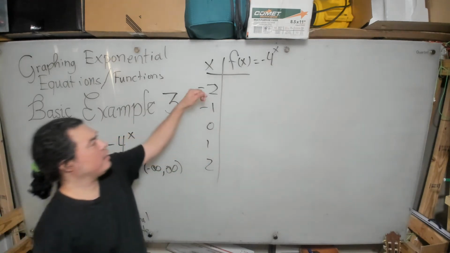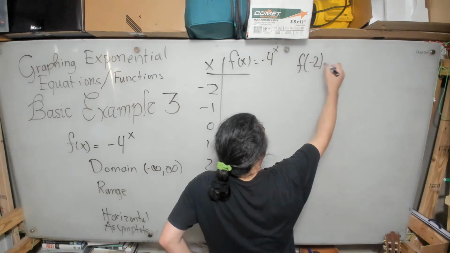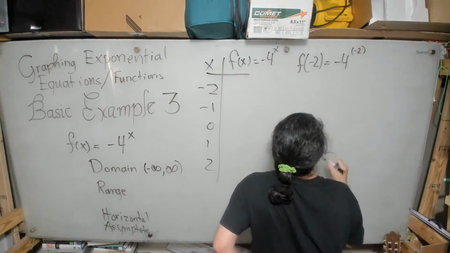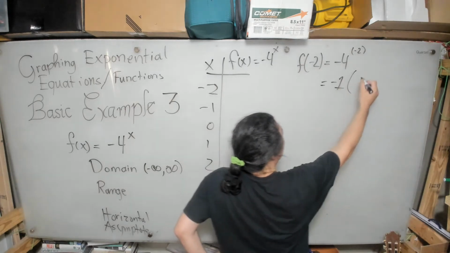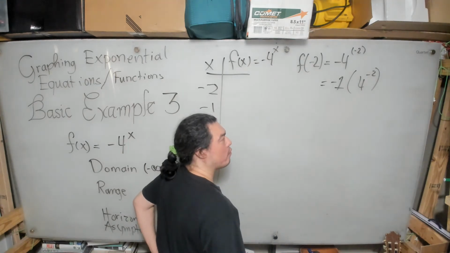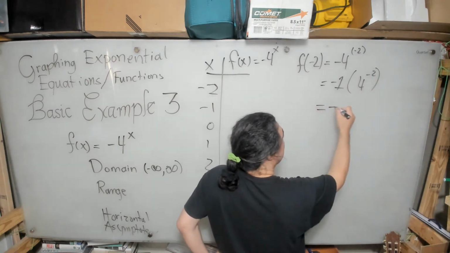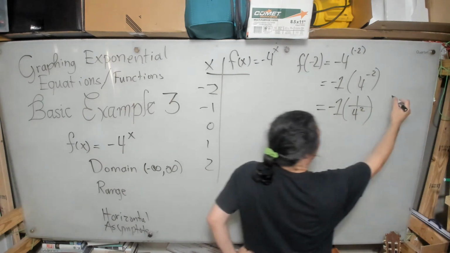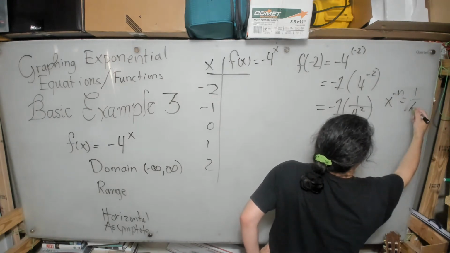So let's look at -2 first. The f evaluated at -2 is going to be -4 raised to the -2 power, okay? And we know that that is nothing but -1 times 4 raised to the -2 power, based on our discussion before about how the order of operations comes into play here. But what is 4 to the -2? This is going to be 1 over 4 to the +2. Why? Because remember that x to the -n is equal to 1 over x to the +n.